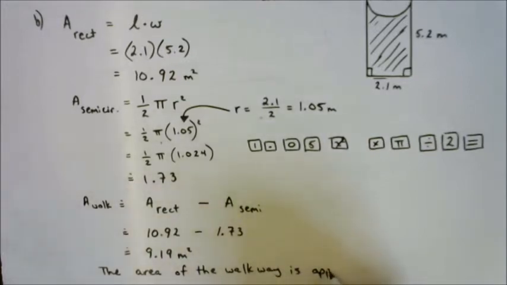The area of the walkway is approximately, and now here's where I'm going to round to my nearest tenth, 9.2 meters squared.